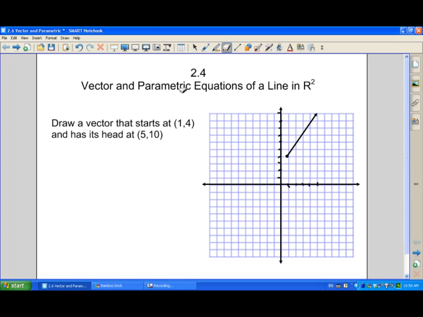And what I'd like to do with this vector is find the slope. So think back to grade 9. We had an equation for slope. Slope was equal to rise over run, or a little bit more algebraically, slope was equal to y2 minus y1 over x2 minus x1.